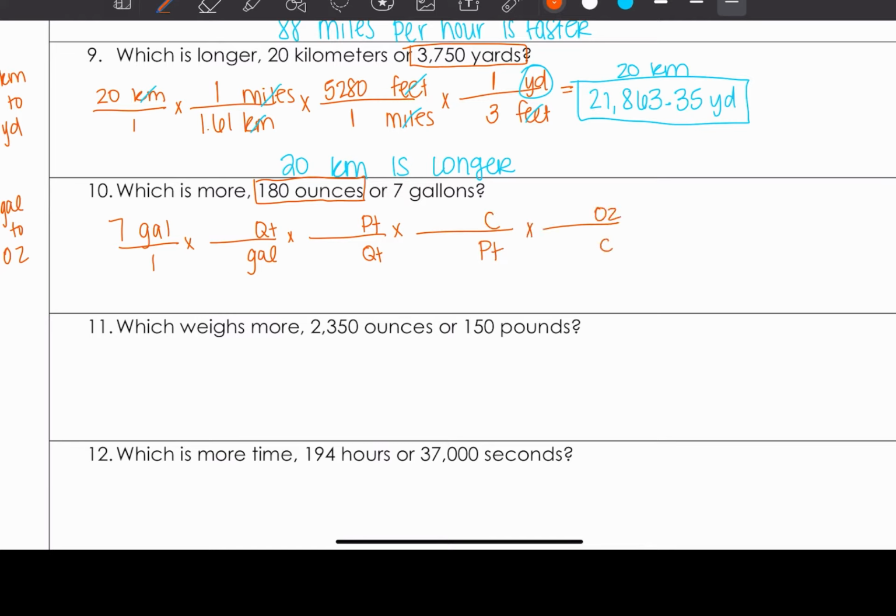4 quarts is in 1 gallon, 2 pints in 1 quart, 2 cups in 1 pint, and 8 ounces in 1 cup. When we get rid of our units, we're left with ounces. And when we multiply that out, that'll give me 896 ounces, which is the same thing as 7 gallons. So 7 gallons is more.